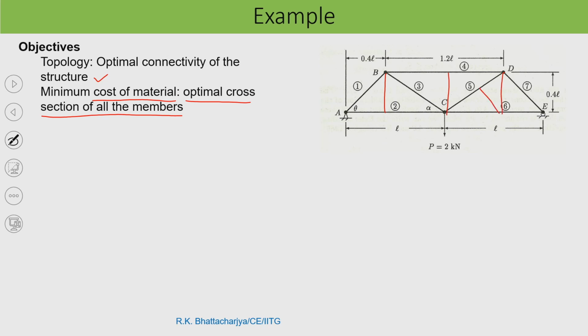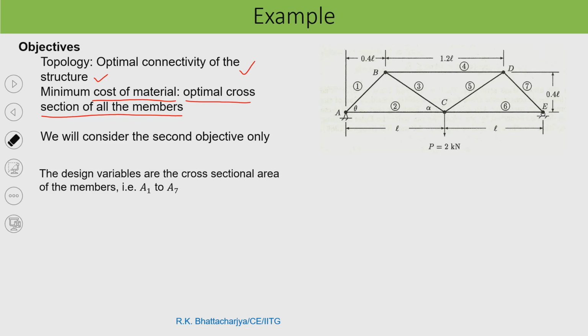So, if I go for the first objective, what are the connections I actually need, that is, the optimal connectivity. In this case, suppose this is not required, this is not required, this is not required. So, finally, what am I getting? I am getting this particular structure. Now, in the second objective, what you have to do? We have to find out the optimal cross section of all the members, so that the material cost is minimum. So, here the objective is the minimization of the material cost. So, we will consider the second objective here.